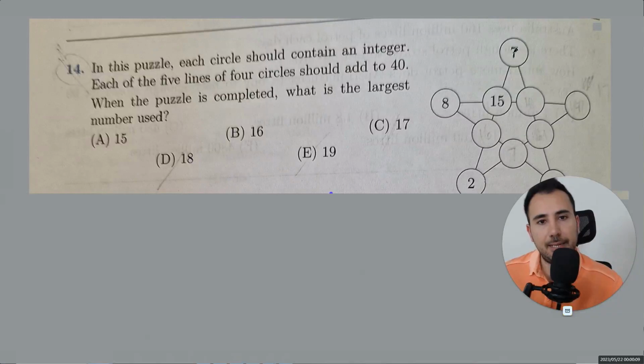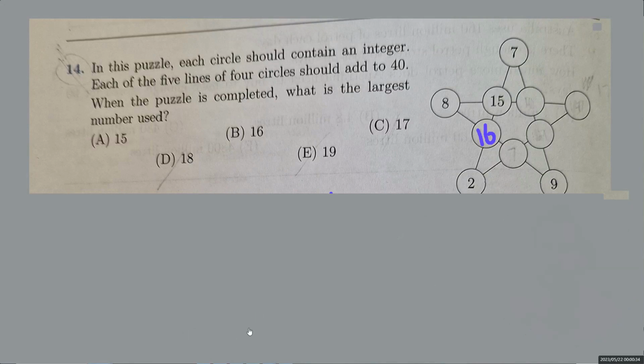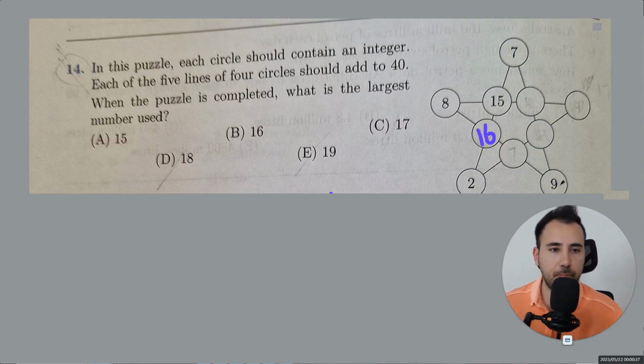So it said it needs to add up to 40. So all these numbers together should be 40. 15 and 7, 22, 24, and I think it's okay, that is 16. Okay, so, and I think I am blocking a part of the question. So this is 9. So 9 and 16, 25. Okay, so this is supposed to be 7 because all of this is supposed to be 40.